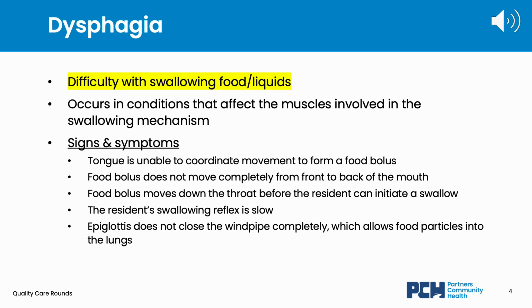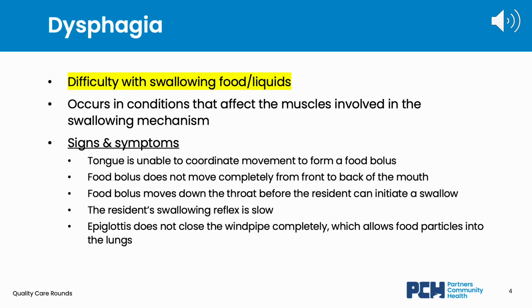Okay, so what happens when there are issues with this swallowing mechanism? Well, then we have difficulty swallowing food and liquids, which is what dysphagia is. Now, this occurs in a variety of situations, but ultimately, what is commonly seen is that the muscles involved in the swallowing mechanism are affected.